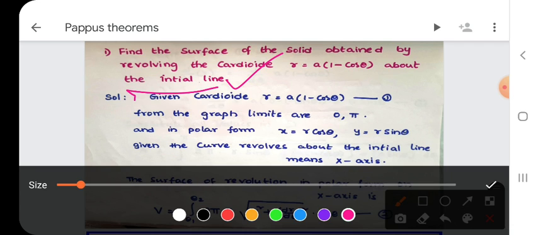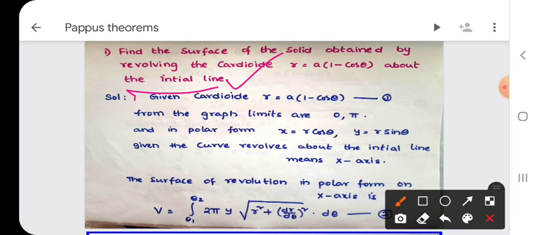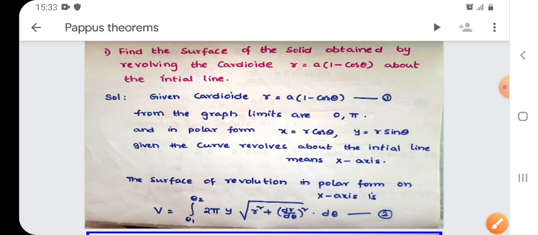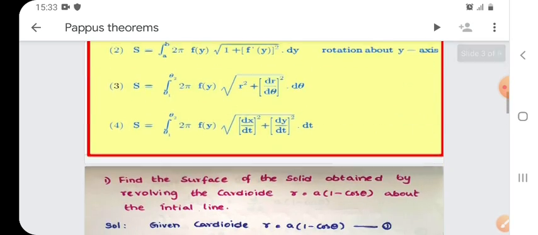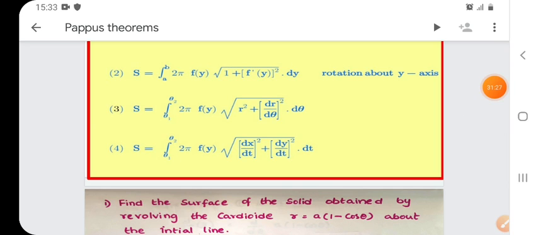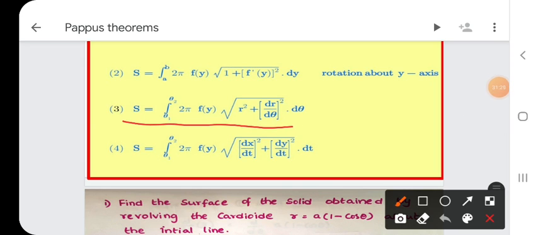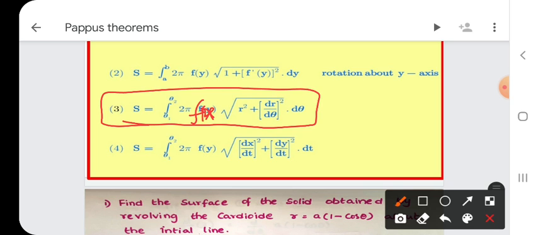What does initial line mean? X-axis. On the x-axis, in which form do we have the equation? We have the equation in polar form. In polar form on the x-axis, what is the formula? See here. This is the formula of surface of revolution in polar form. On the x-axis we write here f dash x.